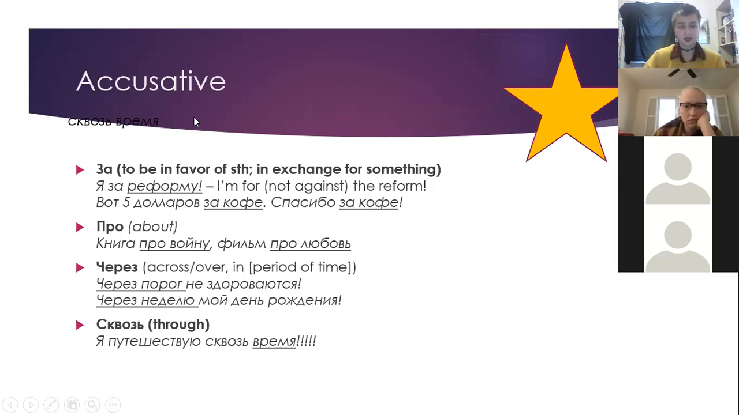Okay. So this is a little star. These are situations that are less common in language, but they still use accusative. With the preposition za, in the meaning to be in favor of something, so to not be against, or in the meaning in exchange for something. It's easier to understand with examples. Я за реформу. I am for this reform. I'm not against it. Same with голосую за. I vote for something. Люди голосуют или не голосуют за Путина. There's your accusative.